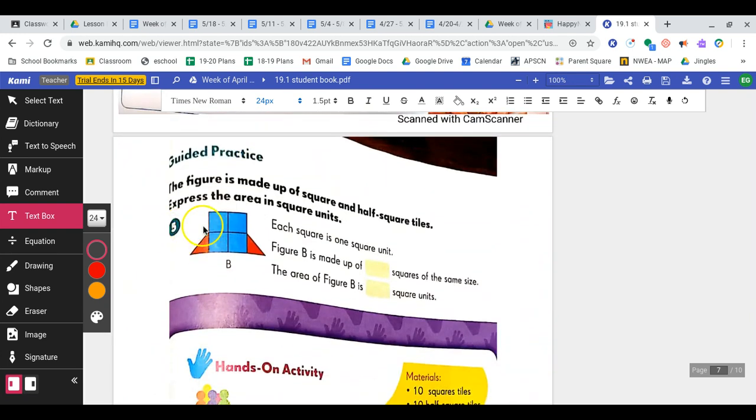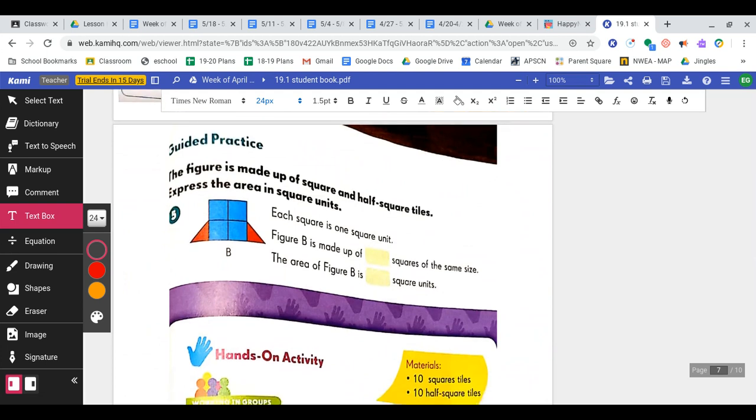Okay, now this figure on the next page is made up of some square and some half square units, and we'll find the area in square units. It says each square is 1 square unit, so figure B is made up of how many squares of the same size? 1, 2, 3, 4. There are 4 squares plus 2 halves, which make 1 whole, so it is 4 plus 1, 5. So the answer would be 5 square units. The area of figure B is 5 square units.